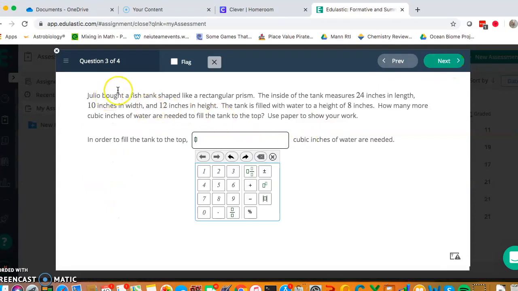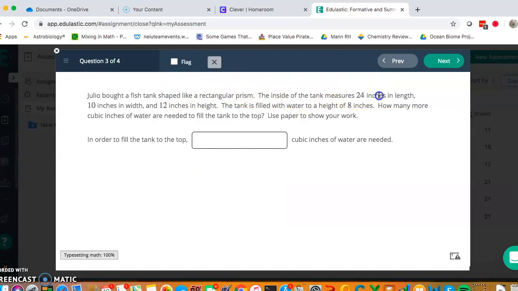The next question tells us about this fish tank, and it's a rectangular prism. So the inside of the tank measures 24 inches in length, 12 inches in width, and 12 inches in height. The tank is filled with water to a height of 8 inches, so it's not filled all the way up to 12 inches, it's only to 8. How many more cubic inches of water are needed to fill the tank to the top?